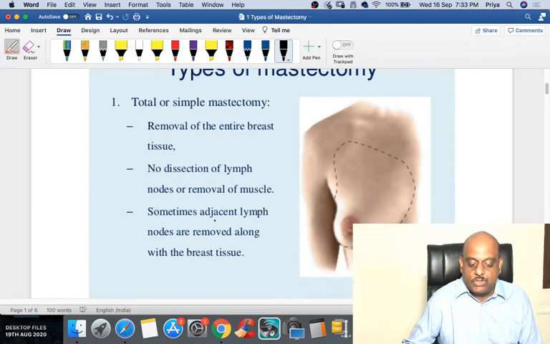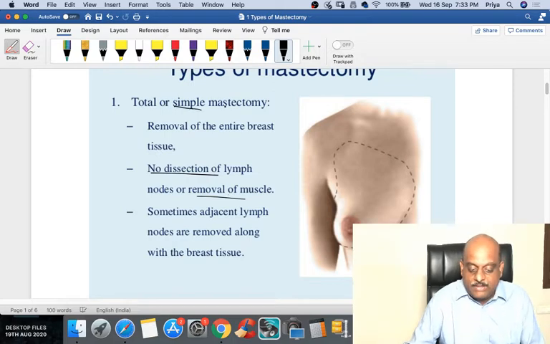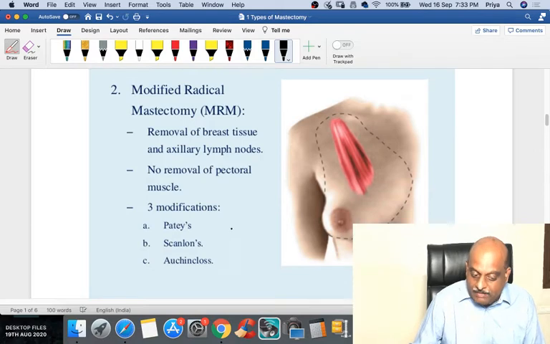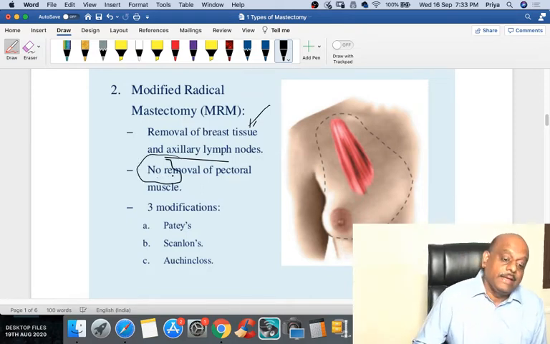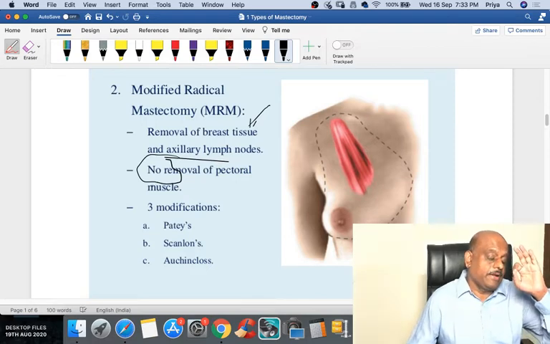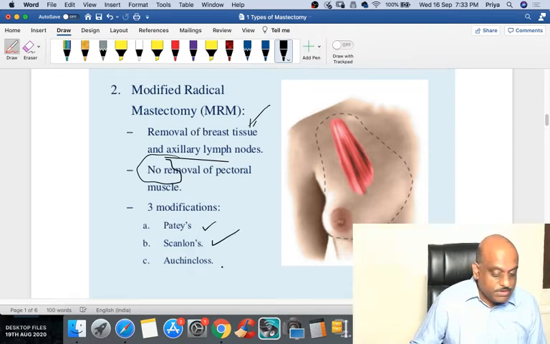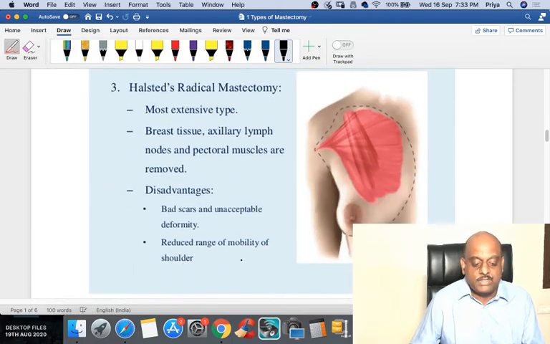So you should be very sure there is no dissection of lymph nodes or removal of muscle done in the case of the simple mastectomy. Whereas, if you take the modified radical mastectomy, there is a removal of the breast tissue and the axillary lymph nodes, and there is no removal of the pectoral muscles. Then modified radical mastectomy has got Patey's, Scanlon's, Auchincloss as the 3 different modes.